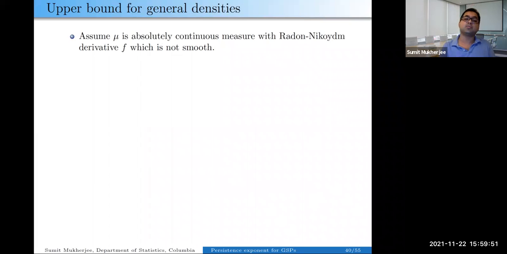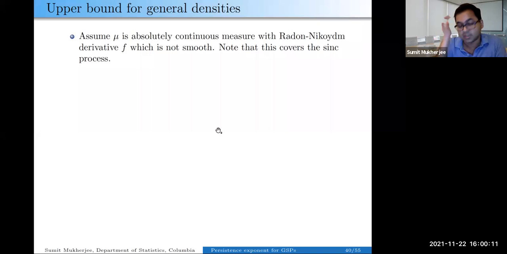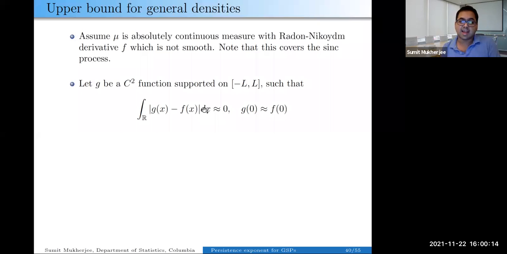Now let's indicate what's going on for general densities. Let mu be absolutely continuous with respect to Lebesgue measure, and let f be the density. It's not smooth, but you do need mu prime 0 to exist, so it does put some conditions, and this covers the same process. You just take f to be an indicator. I can approximate f by g, which is a C2 function on a compact set, because since f is integrable, you can throw away the tails, such that g is close to f in L1, and also g at 0 is close to f at 0. I need to do this because of the special role of 0.